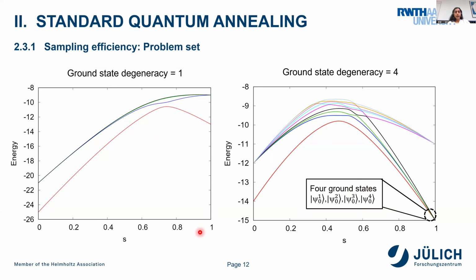Okay, so far, while we were talking about the scaling efficiency, we were talking about a set of problems that had a ground state degeneracy of 1. So at S equal to 1, there is a unique ground state for these problems. But now, as we shift to study the sampling efficiency for these problems, we now concentrate on the set of problems with a ground state degeneracy of 4, which we denote as psi 01, psi 02, psi 03, and psi 04.